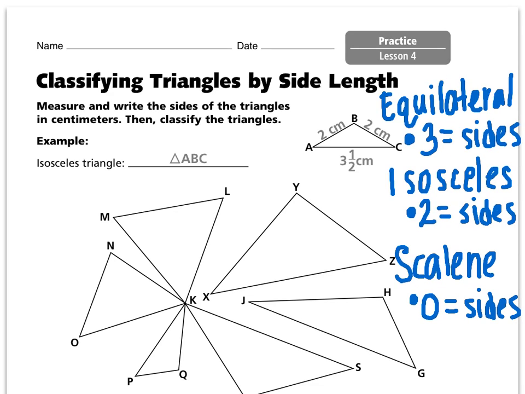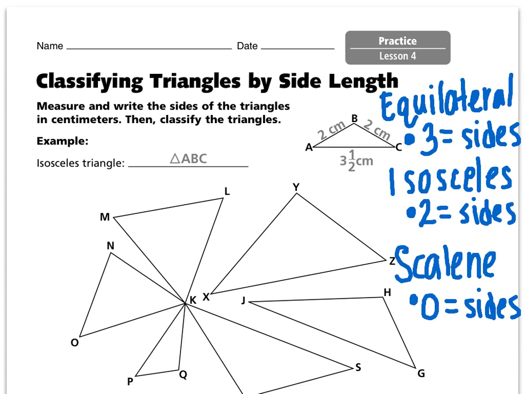Let's look at Chapter 4, Lesson 4, Practice. Classifying triangles by side length. Measure and write the sides of the triangles in centimeters, then classify the triangles. I have written to the side what each of the triangles means. So equilateral is 3 equal sides, an isosceles is 2 equal sides, and a scalene triangle has 0 equal sides.